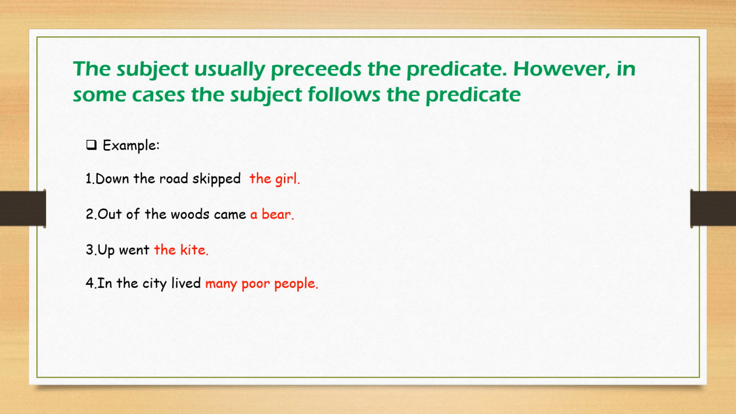In the city lived many poor people. Where did the poor people live? In the city. Who lived? Poor people. Because we are talking about many poor people, this becomes the subject. In the city becomes the predicate. Many poor people lived in the city.